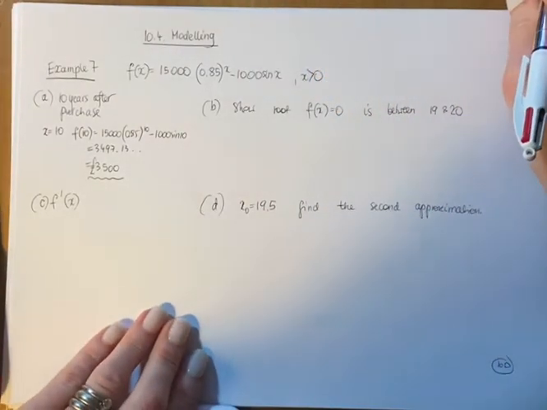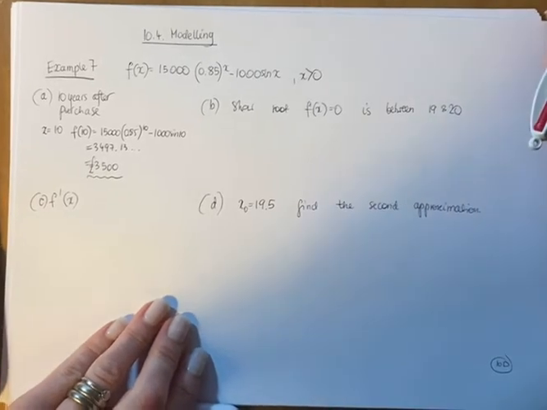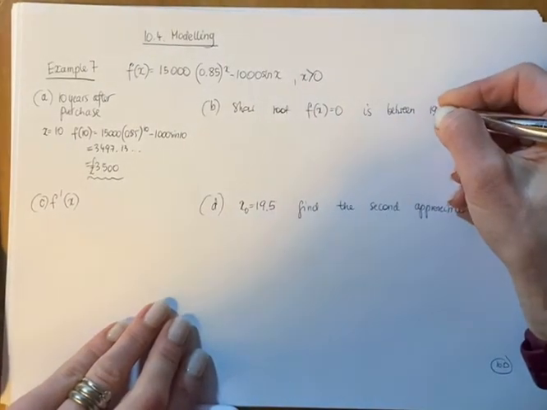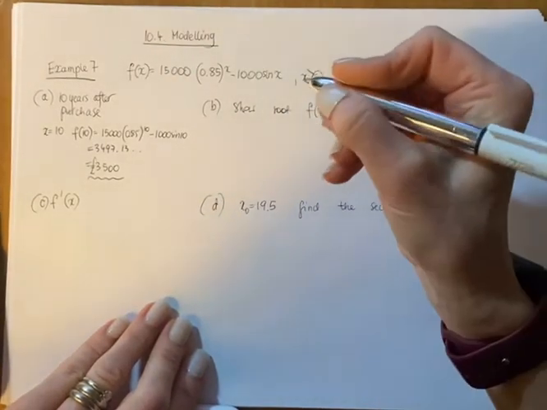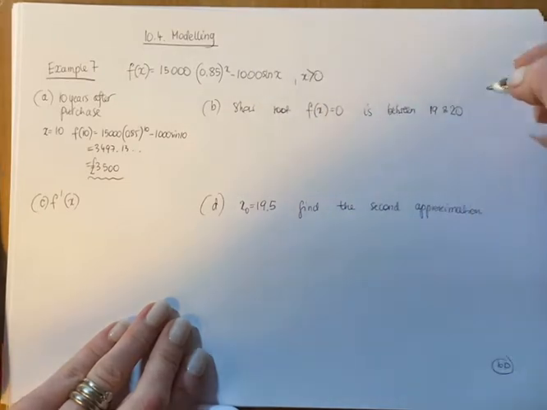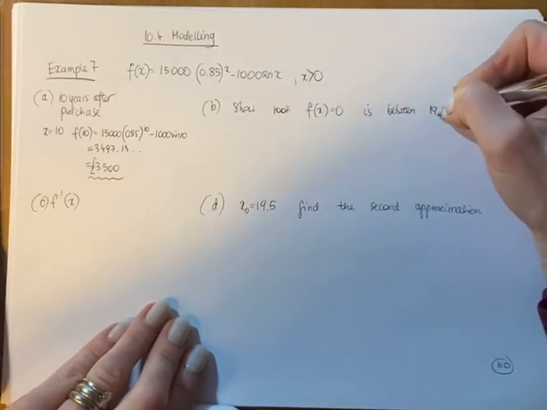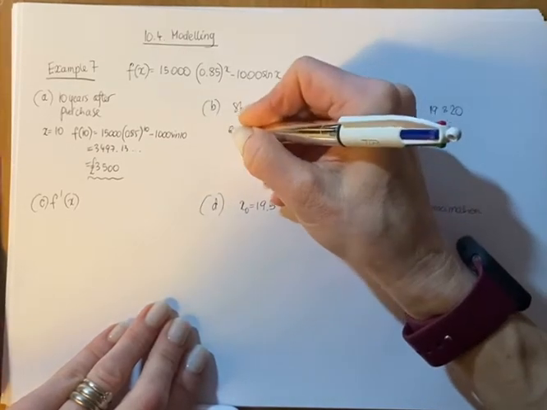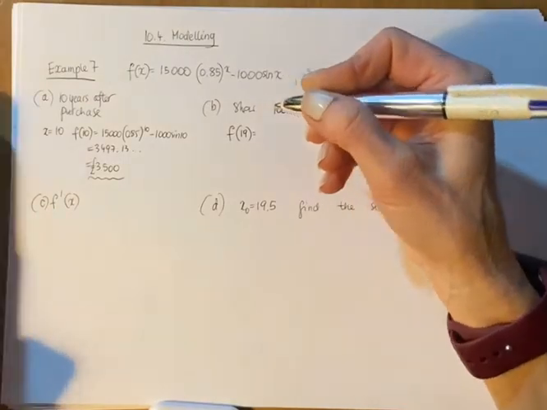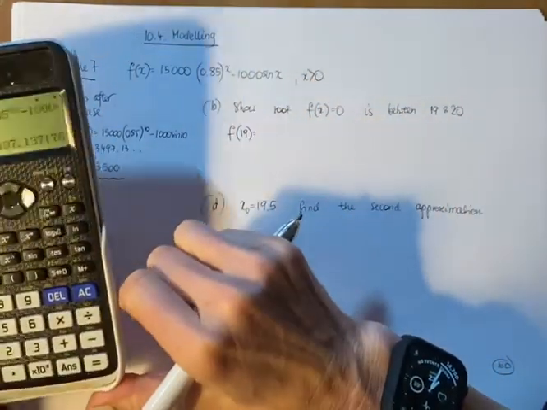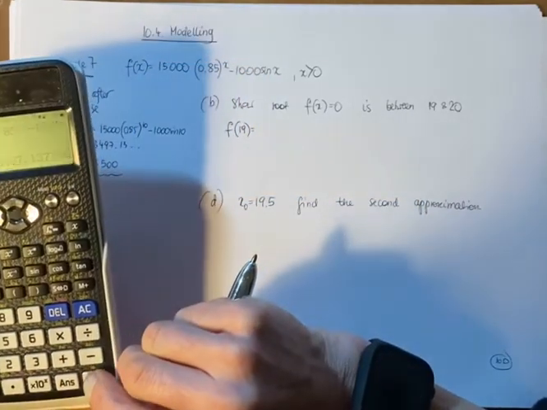Anyway, now for part B, we are asked to show that f of x has a root between 19 and 20. So that tells you that the price dips from positive to negative between year 19 and 20. Let's see whether that's the case. If you put 19 in, I've already shown one substitution, so I'm just going to use the calculator. Put 19 equals, scroll up, let's sub it in.